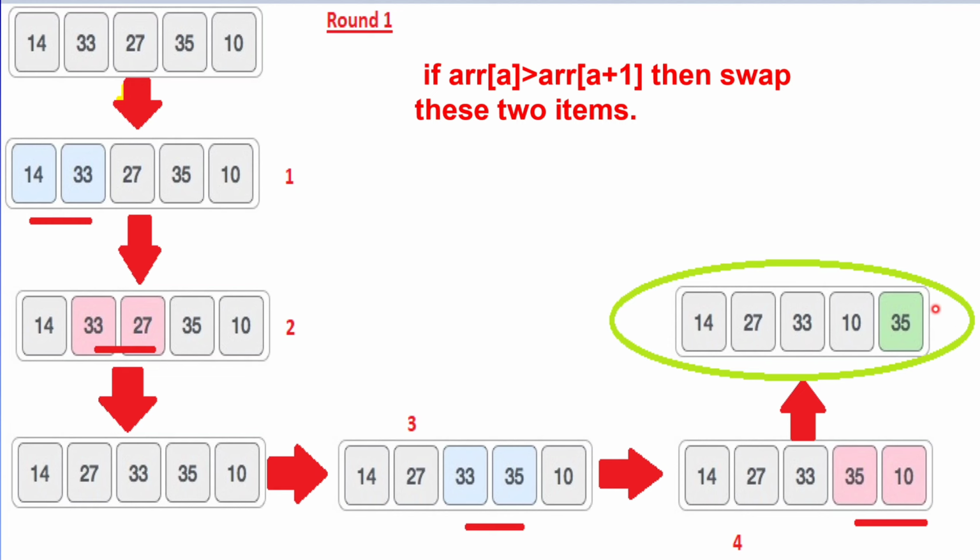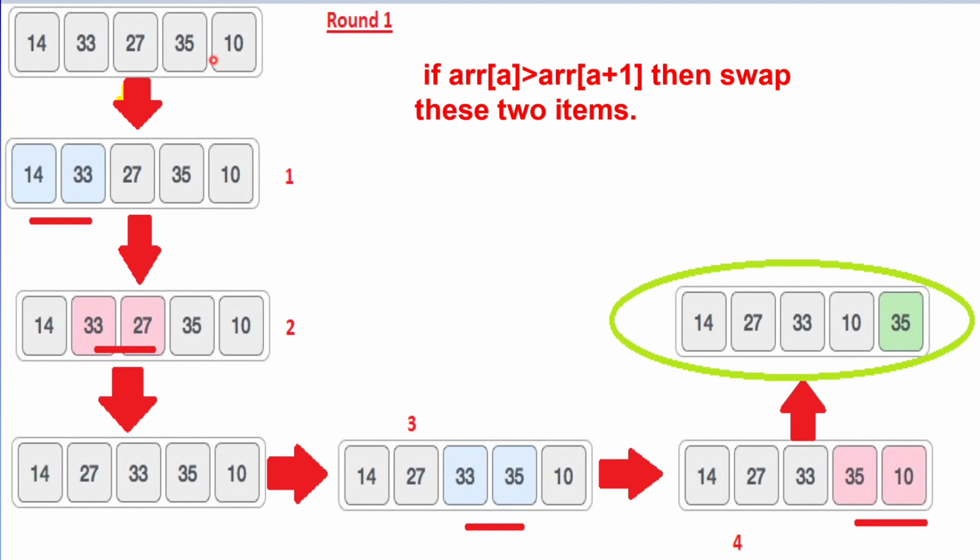Okay, now listen to one thing carefully. After completing every round, we find the biggest element of the array in the last position. After completing round one, we find the biggest element of the array in the last position. It means when we complete every round, we get one largest value of the array. In round one, the largest value is 35, and finally we get that 35 in the last position.